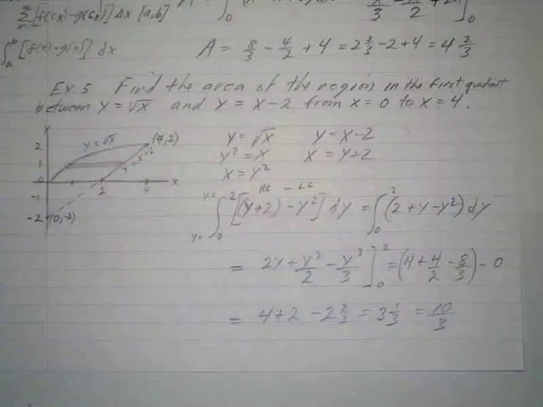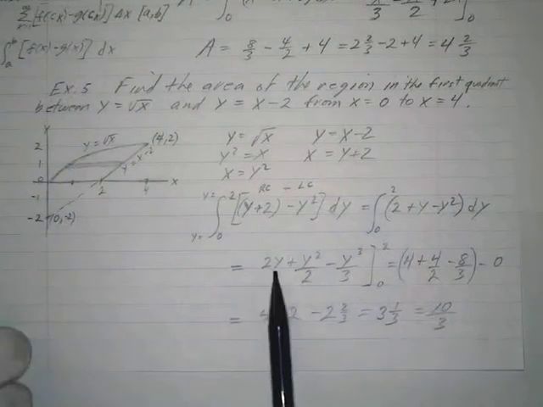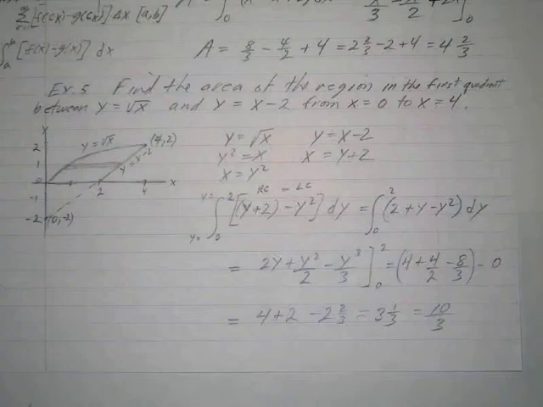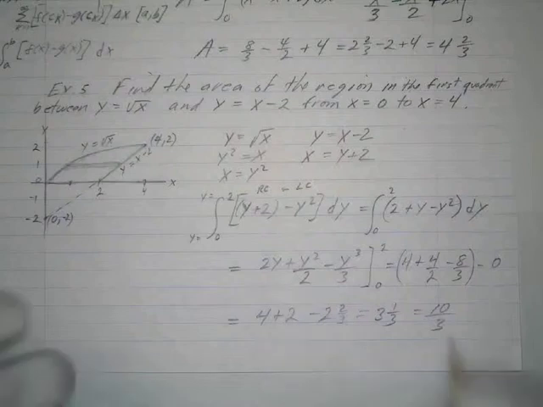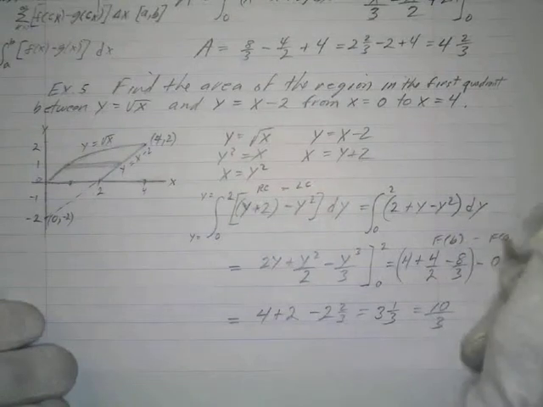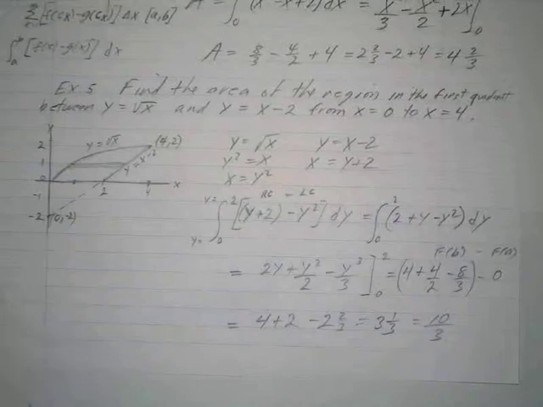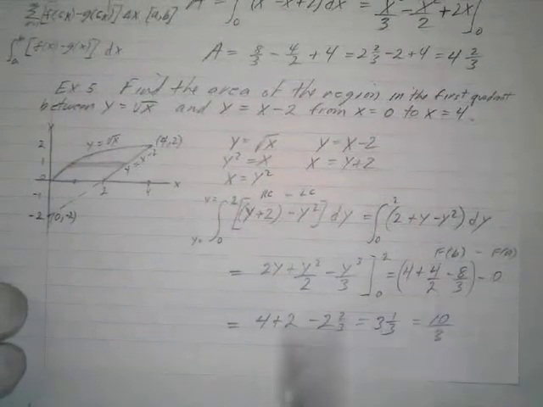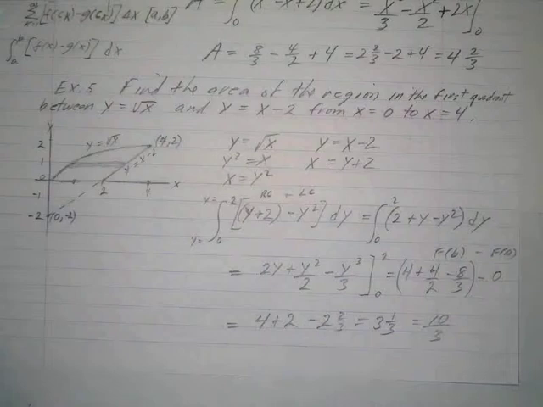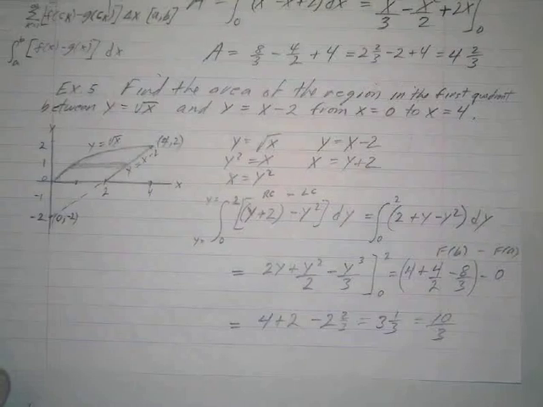Using your good old fundamental theorem of calculus, if I put 2 in here, that's 2 times 2 is 4. 2 squared over 2 is 4 over 2. And then 2 cubed is 8 over 3, so that's 8 thirds. If I put 0 in it, there's a y factor in each of these, so that would be 0. Again, this would be your F of b minus your F of a. F of a just happened to be 0. And then this ends up being 4 plus 2 minus 8 thirds. So that's 6 minus 8 thirds, which is 10 thirds, and that's the same thing we got, just a different way of doing it.